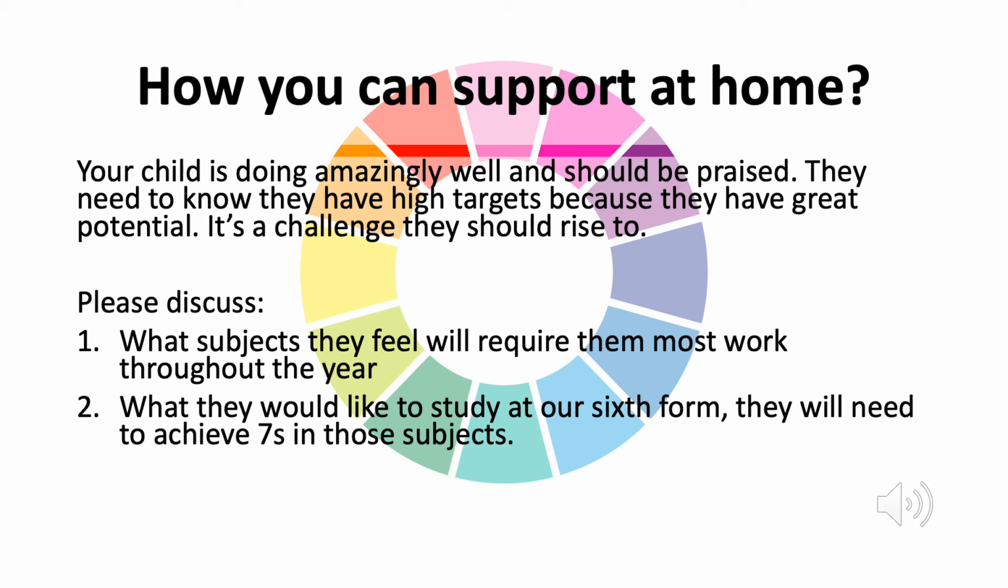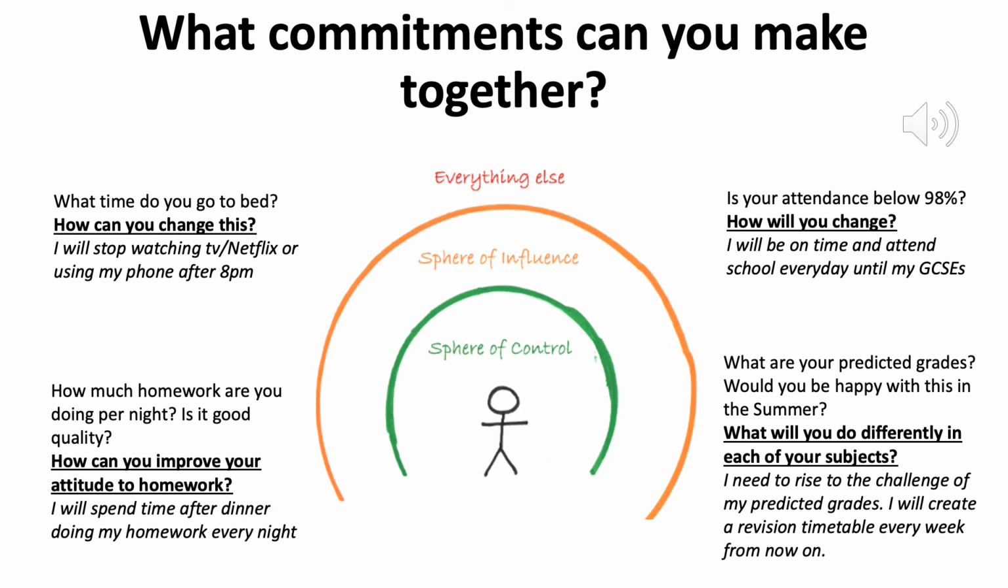Please do discuss what subjects they feel they're going to require the most work on throughout the year and what they would like to study at our sixth form. They will need to achieve sevens in those subjects they wish to pursue. However well your child is doing, there is always room for marginal gains. What commitments can you make together now that will ensure they'll be able to achieve their potential when it comes to the GCSEs? Please look at this here.